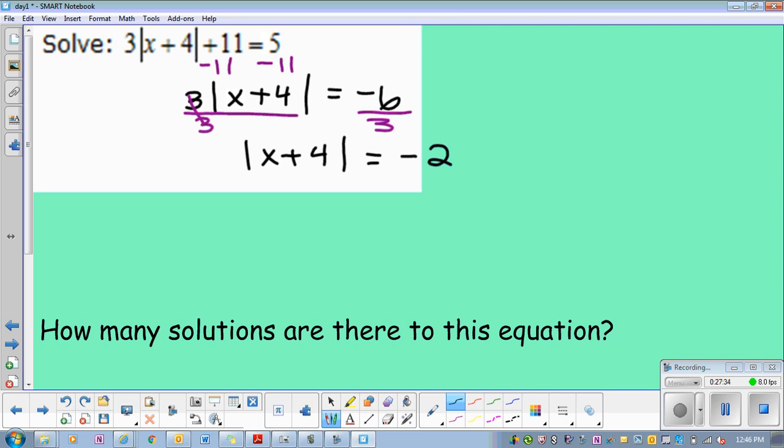Now, tell me, how many solutions are there to this equation? 0. No solutions? Why? Because this equals a negative. Good. No solutions because, you know, when you get the absolute value bars all by itself, that's when you got to say, okay, let me evaluate the situation. An absolute value is a positive number. Can that equal a negative number? No. So this is a no solution. Okay? All right.